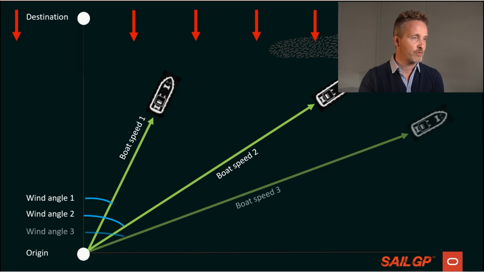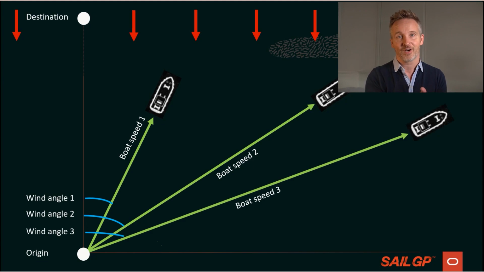And then there's also a third situation where we can take an even wider angle. So in this situation, the boat goes really, really fast, but the distance becomes so long that even though you have this high speed, you still reach the destination slower. So somewhere in the middle here between these green lines, there must be an optimum angle.